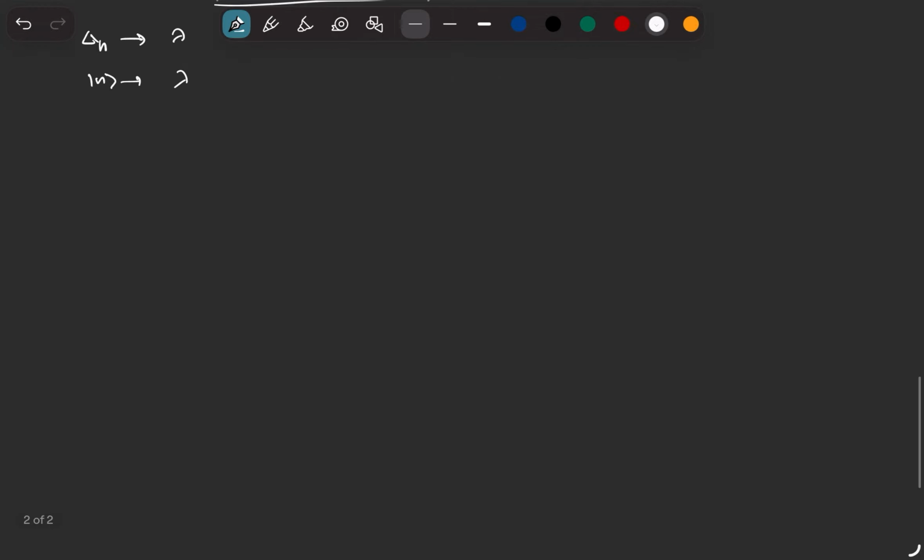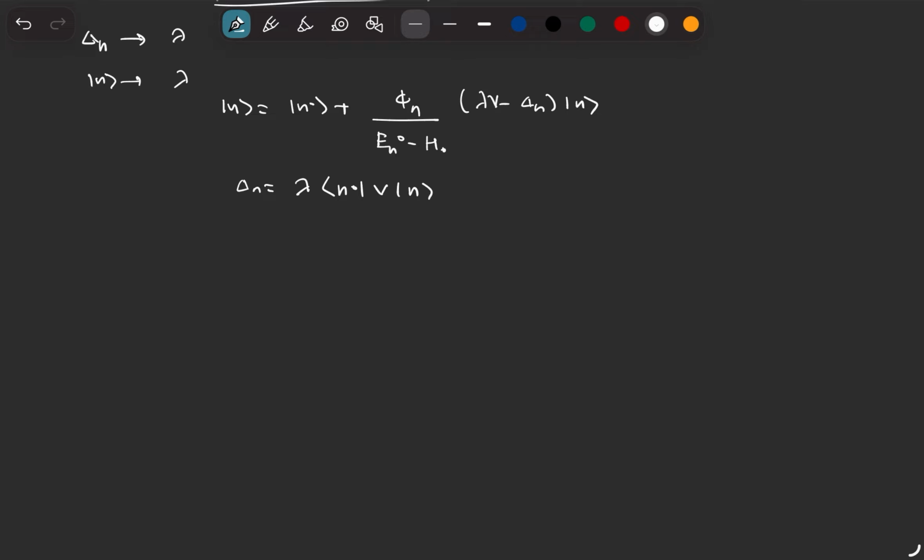Okay, so let's look at our final equation that we have here. We have |ψn⟩ equal to |n0⟩ plus φn upon E0 minus of H0, and there is Λ V minus of Δn |ψn⟩, which is good. And we have our Δn defined as Λ ⟨n0|V|ψn⟩. Great. So let's do that.